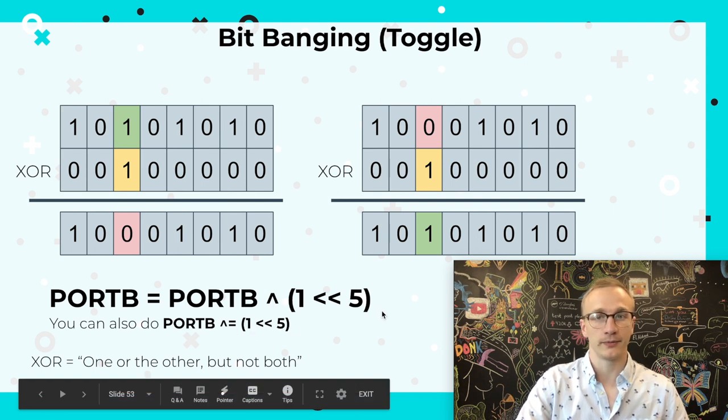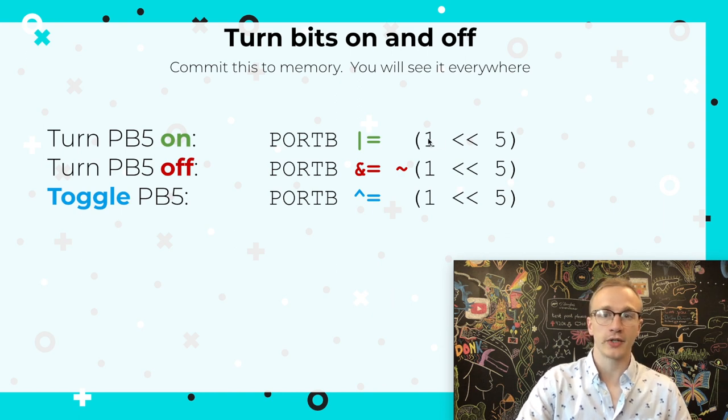So you could do that by saying this XOR, the up caret, equals, and then 1 bit shifted to the left 5 times. So to summarize, we take 1 and bit shift it over to the bit place that we care about, and if we're doing PB5, that's 5 in this example. To turn a bit on, we do OR equals. Turn it off, we do AND equals with the NOT operation. And to toggle it, we use XOR equals.